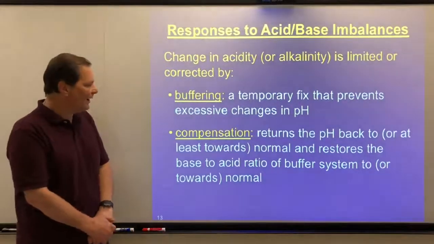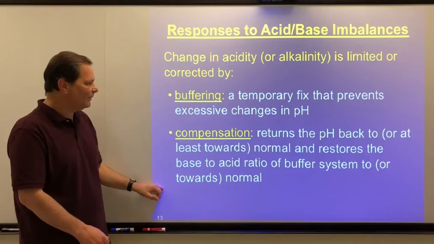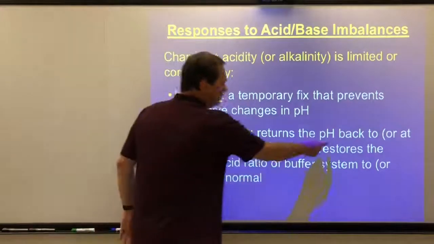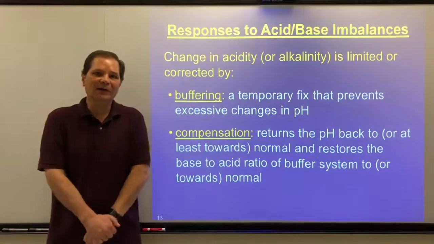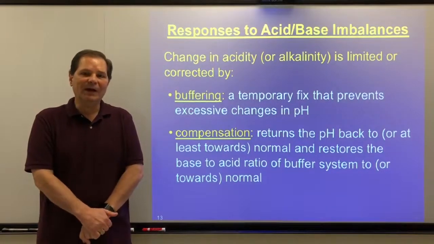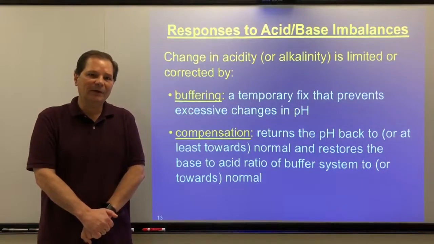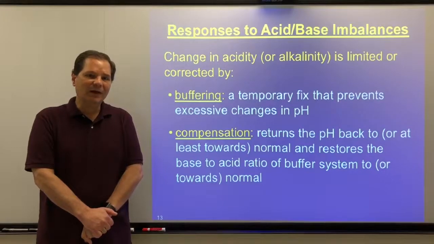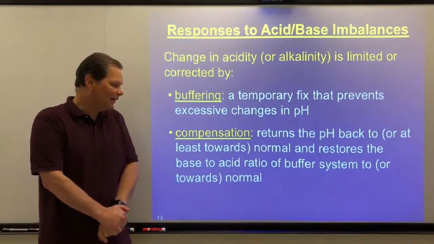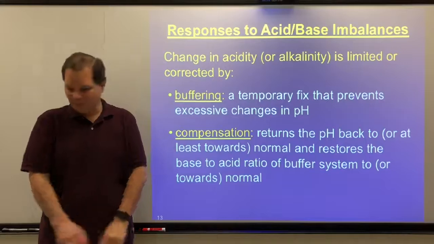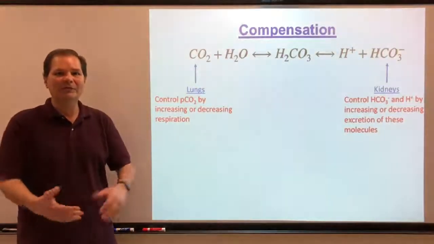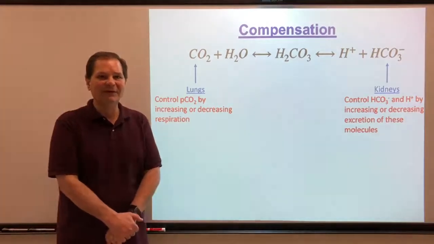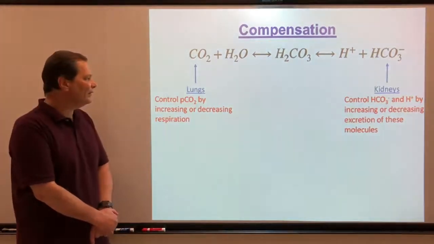If you want to correct the imbalance, you have to go into what's compensation. And that actually returns the pH back to normal, usually through changing carbon dioxide respiration in the lungs, or through changing excretion through the kidneys. We'll talk about that in a minute. We'll talk about it now. Here's sort of an overview of compensation. Now we're going to talk about this in detail in lesson 3 of this series.